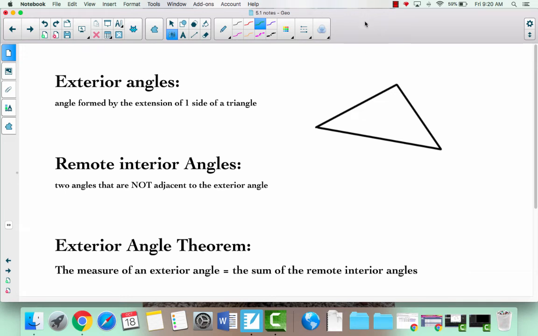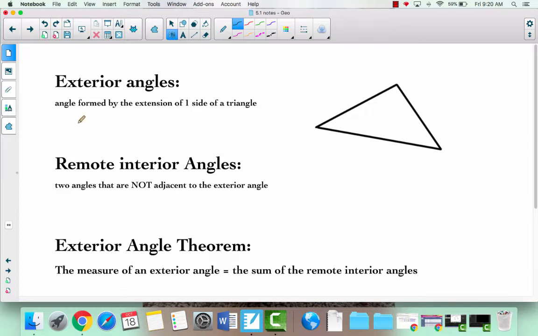Hey everybody! In this particular section we're going to be talking about three big parts of triangles. The first part we're going to talk about is exterior angles. This is a new vocab word, so you want to make sure you draw in your picture and write the definition down so that way you can refer back to it.